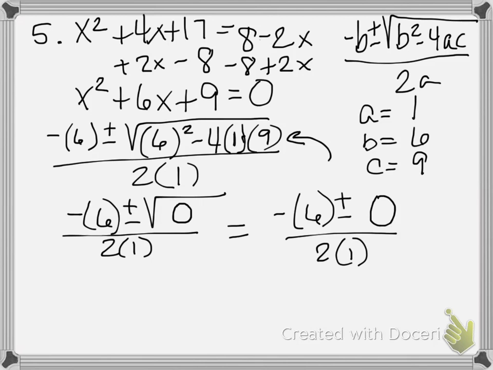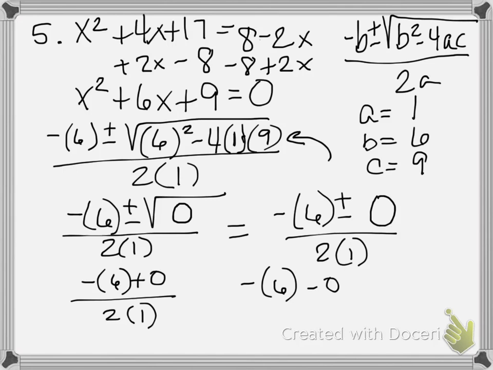Okay? Next, we're going to still set up two equations. One where it's negative 6 plus the 0 divided by 2 times 1. And one where it is negative 6 minus the 0 divided by 2 times 1. Just like I do on every other problem. Okay? And the reason we're going ahead and doing this, even though there's only one solution, is because it's just practice to make sure all the problems you work, you do the same thing and you remember what steps to do on each problem.